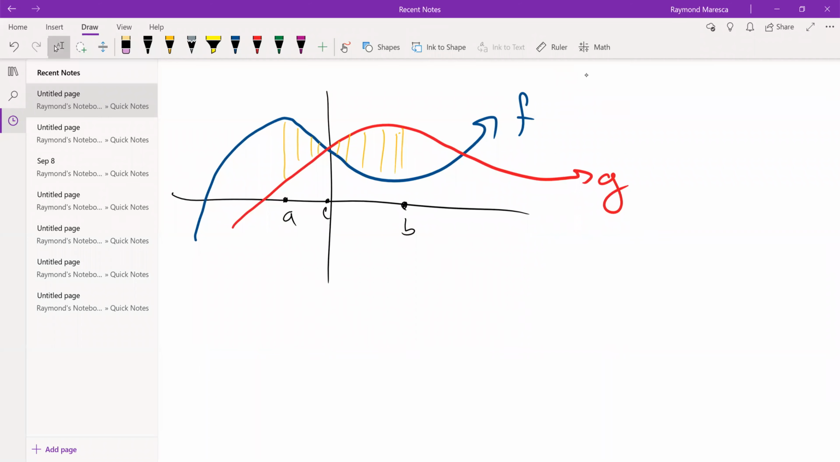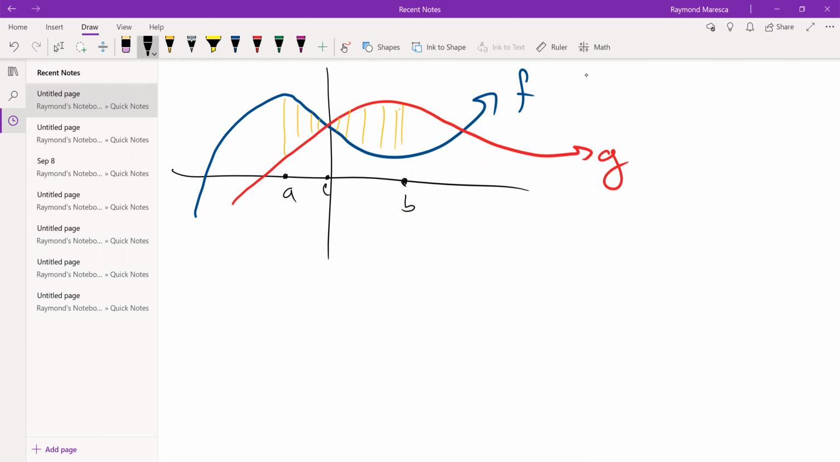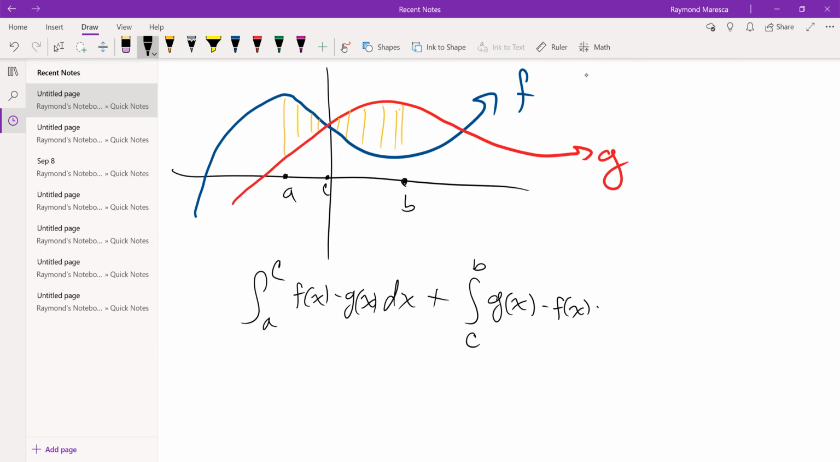So then we could find this first yellow area by taking the integral from a to c. So which function is bigger here? Well, it's f of x minus g of x dx. And that'll give us the yellow area. But then we have to add to that the second yellow area, which would be the integral now from c to b. And in this interval, from c to b, g is the bigger function. So we would do g of x minus f of x dx. And that would give us that yellow area that we need.